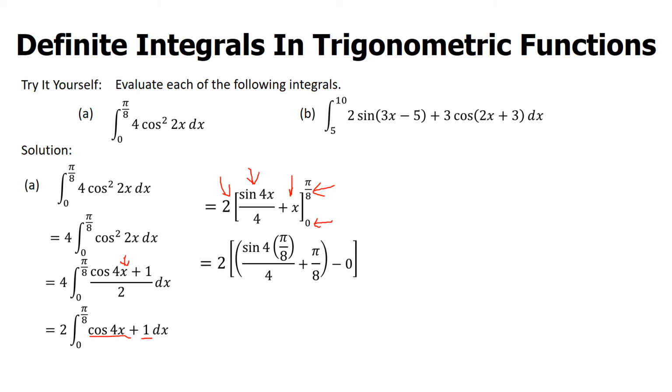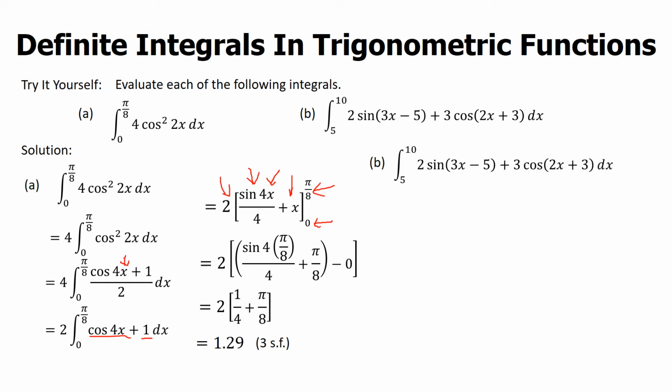And then we substitute x as 0. So look at here, sine 0, we get 0. x is 0 as well. So we just minus 0 here. Then we can calculate the values, which gives us 2 times 1 over 4 plus pi over 8. And the answer is 1.29, rounded off to 3 significant figures.